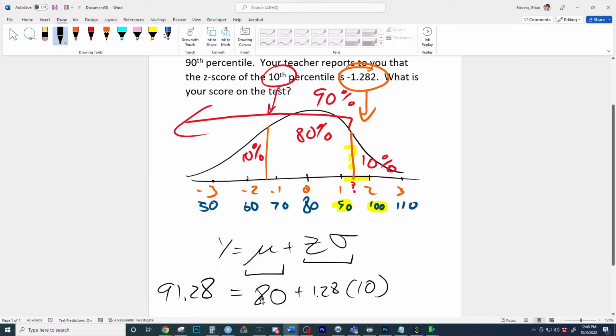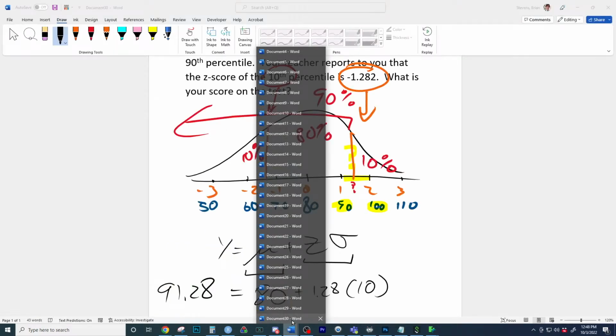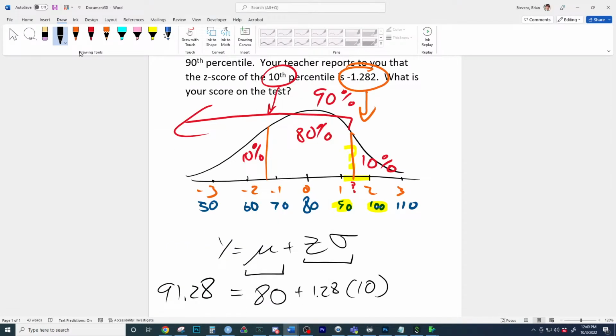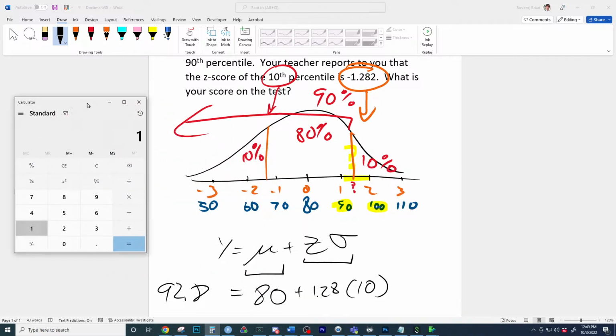And if we use the David M. Lane applet to confirm the answer, just for practice and to know what it would look like, we would say right here the 90th percentile. We just got to change the standard deviation. And there it is, 92.8. Did I not carry the decimals right? Oh, wait, 90. Oh, my gosh. Brian can't math. 92.8 right there. Double check your math at all points. That's why we check our work. And we get 1.28 times 10 plus 80, 92.8.